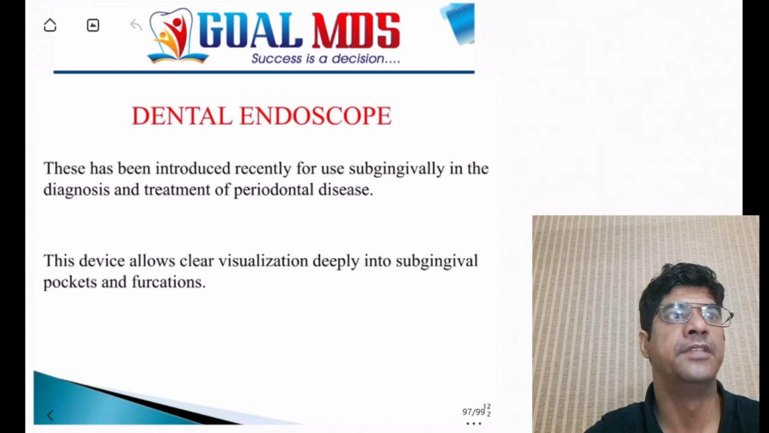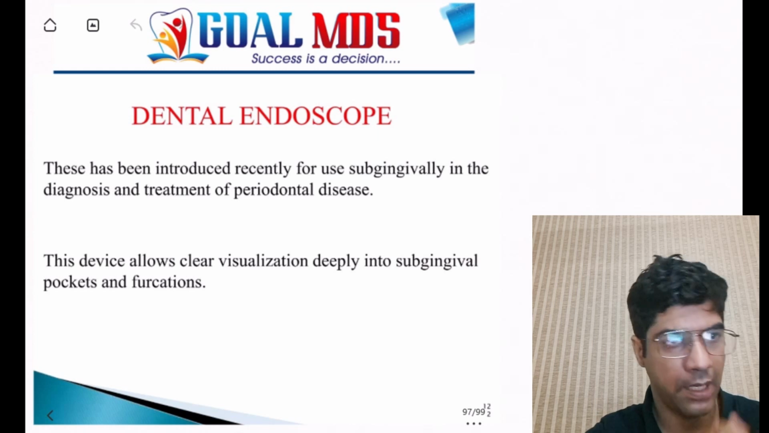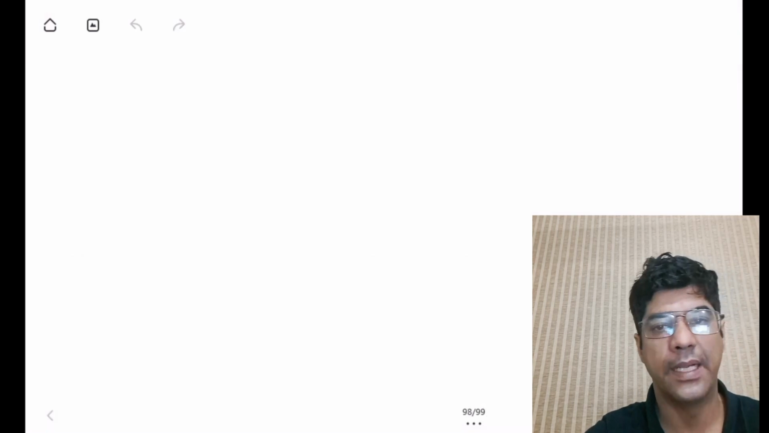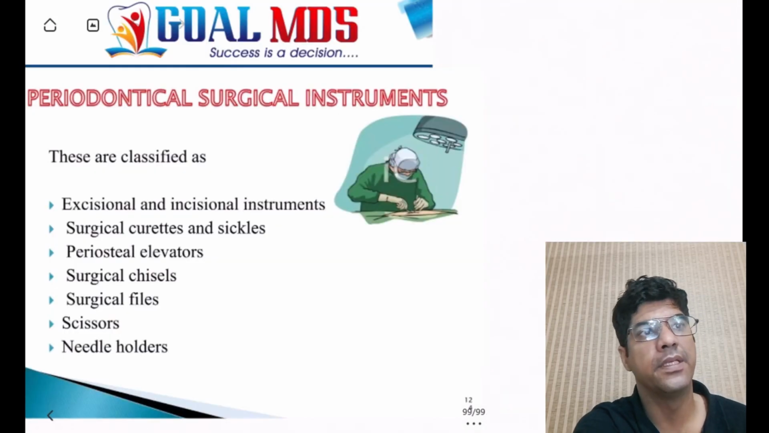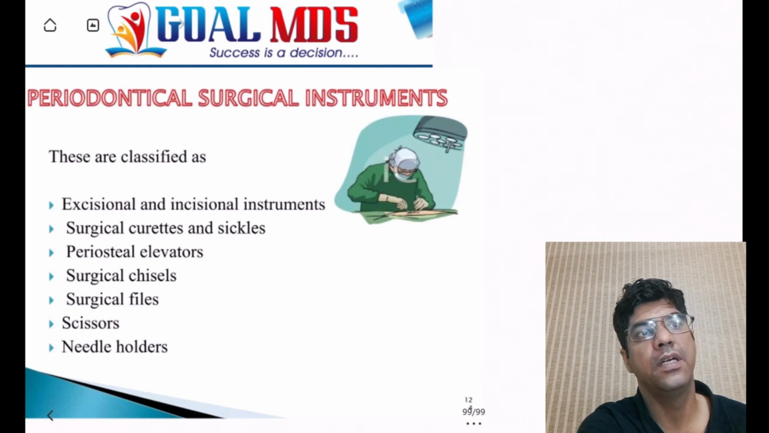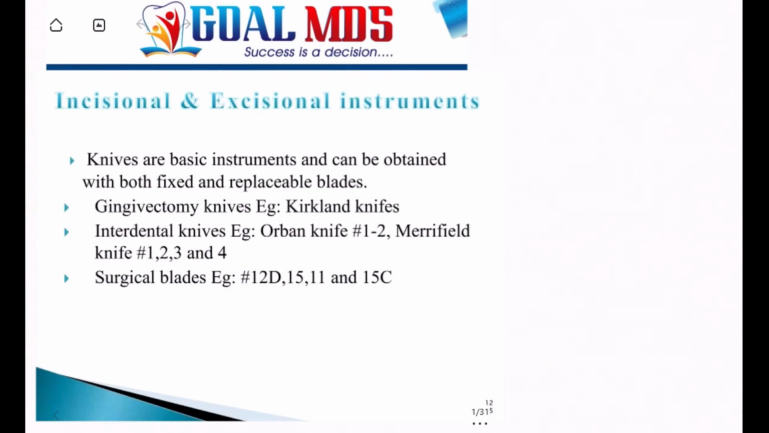Endoscope has been used subgingivally for the diagnosis and treatment of the periodontal pocket. It allows clear visualization deep into the subgingival pocket and the furcation area. The periodontal surgical instruments are classified as incisional instruments, surgical curettes, sickles, periosteal elevators, and surgical chisels.